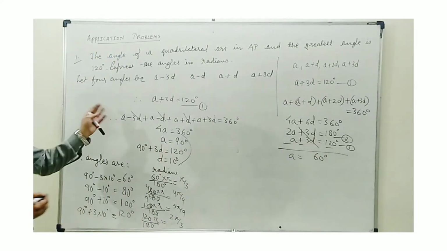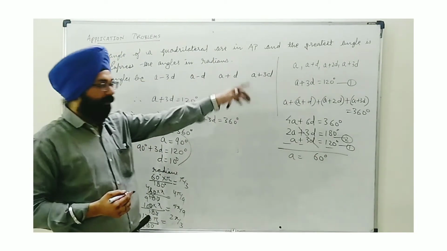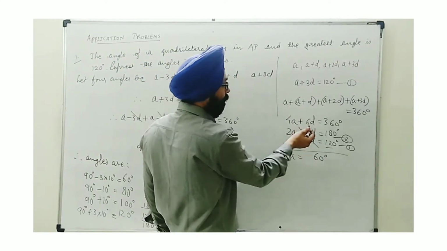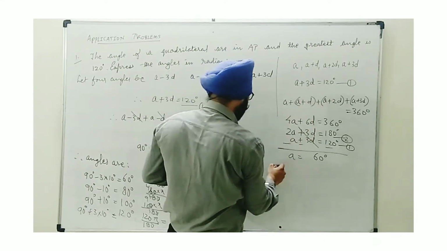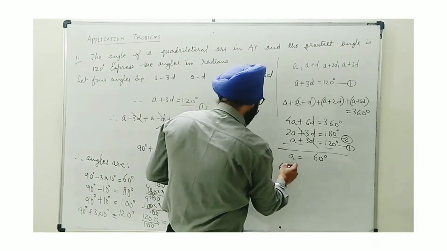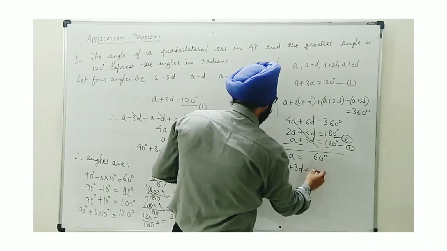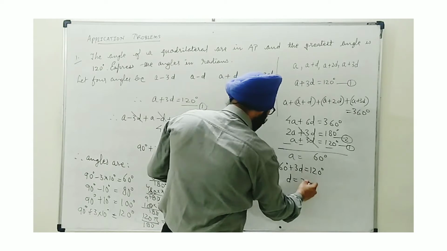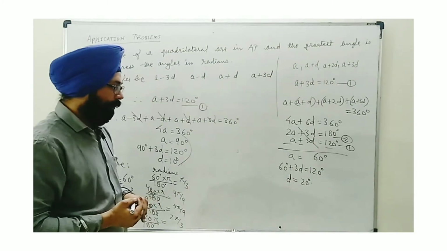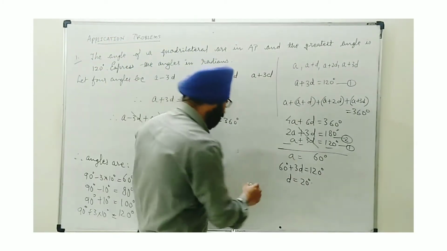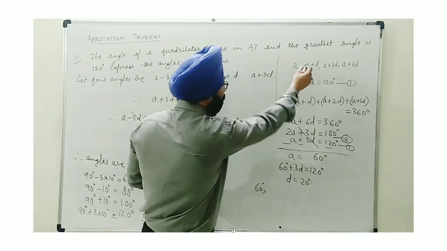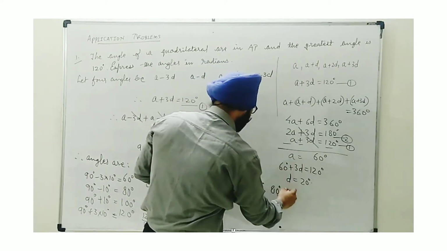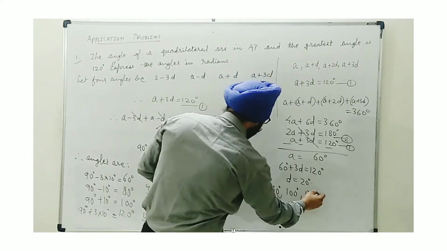Don't get confused. Here A was something else other than this one. Here A is the first term, the smallest angle. Now, as soon as we get A as 60, you can use any of the equations to get D. From the first we can get 60 plus 3D equals 120. Solving, you will get D equal to 20 degrees. Now it is very easy to say. First angle A is 60 degrees. Second angle is A plus D, 80 degrees. And next will be 100, and obviously the last is 120.